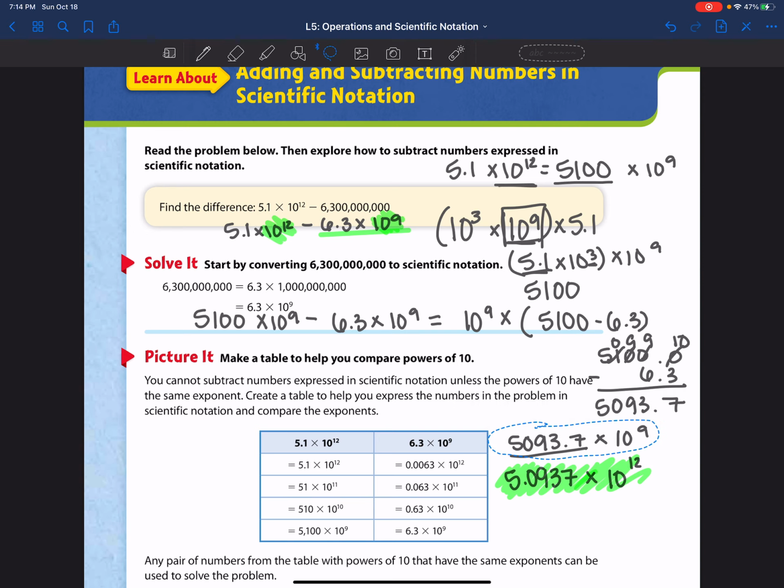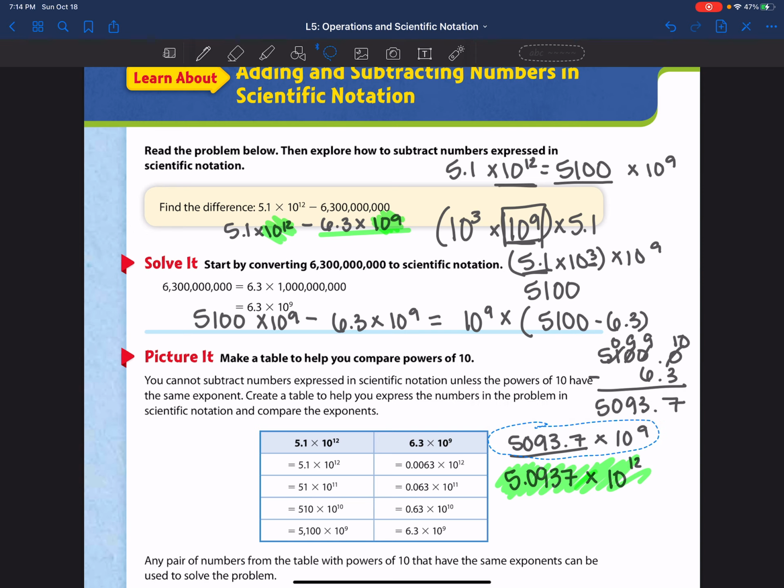Number 7, evaluate. So again, our goal is to identify the term that has the lower power of 10 and then change the other one to have that same power of 10. And then of course, once you're done with all of that, put it back in proper scientific notation and you're good to go. So for number 7, the term that has the lower power of 10 is of course our second term. So we want both of our terms to have the power of 10 raised to the 13th power.